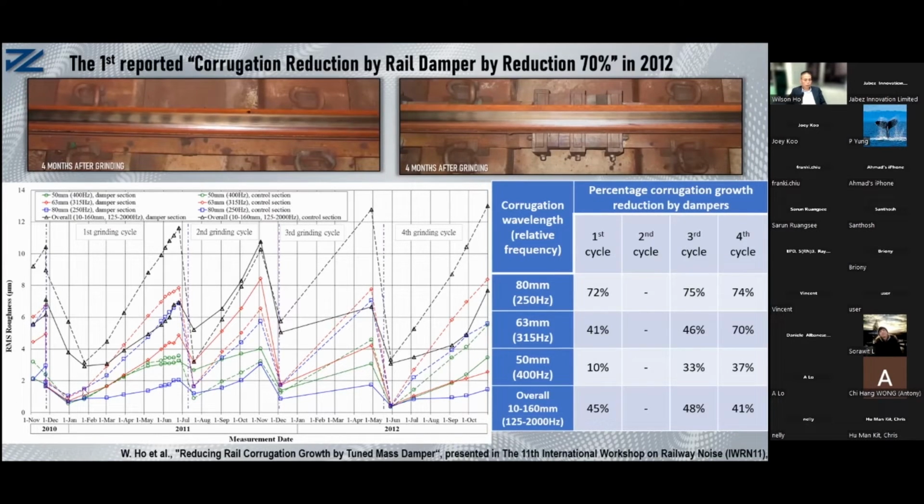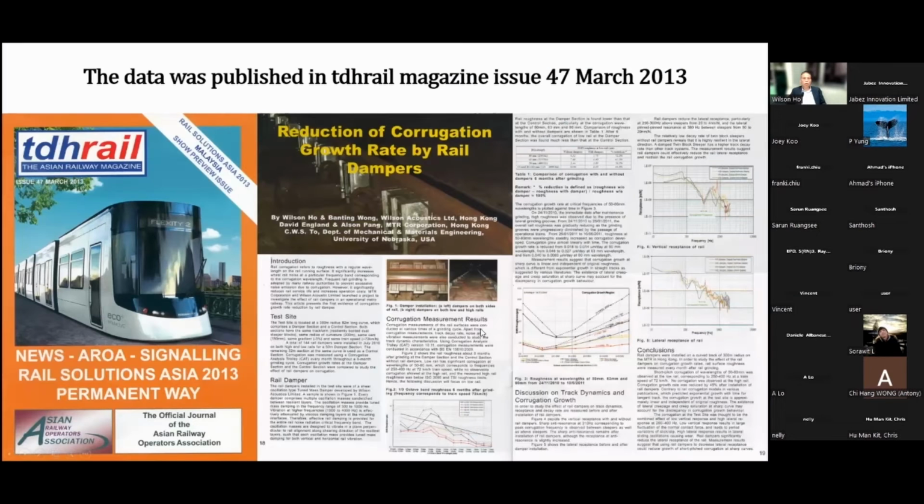Without the damper, we can see that the bullseye is going up. After grinding, it goes down, up, down, up, and down, up. So in general, we achieved 70% corrugation reduction. It was published in the 11th International Workshop on Railway Noise. Also, it was published in the TDH Rail magazine in 2013. So this is the first reported case of a rail damper suppressing the corrugation growth.